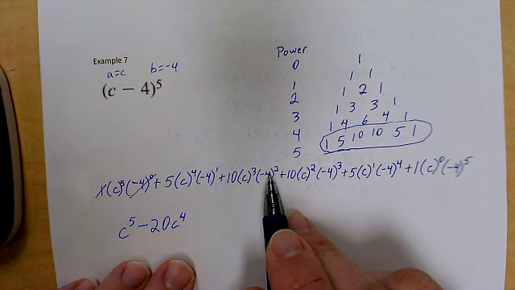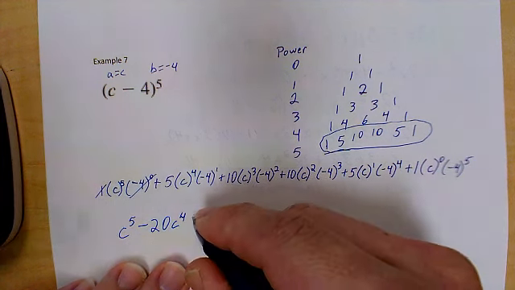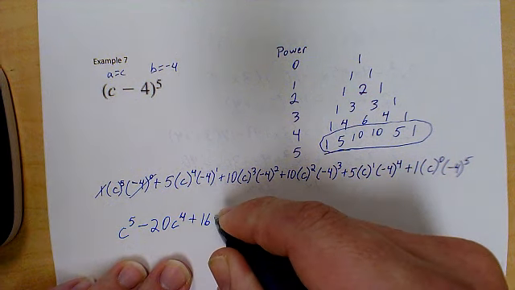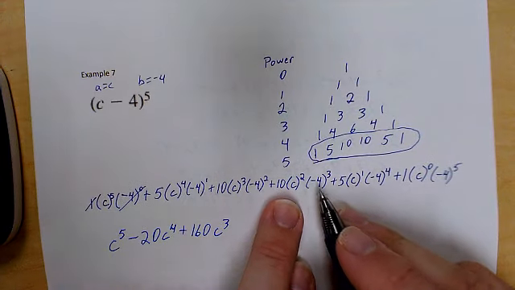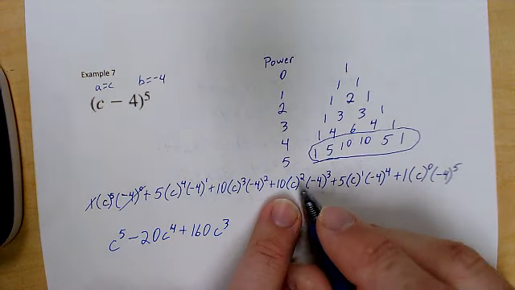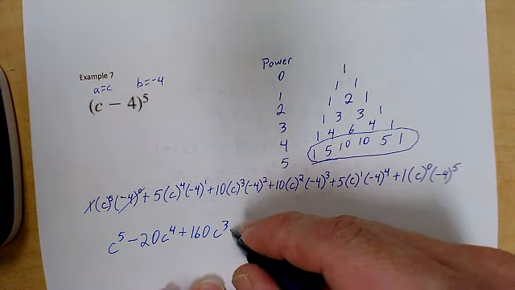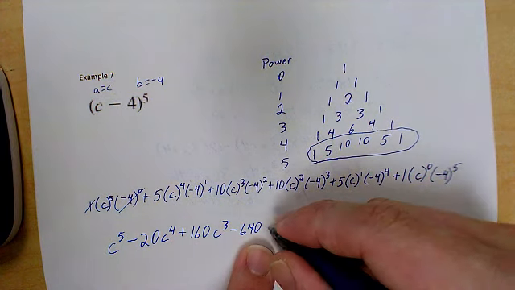10 times C cubed, -4 squared. -4 squared is 16. 16 times 10 is positive 160. C will be to the 3rd power. -4 to the 3rd power will be -64. -64 times 10 is -640. C will be squared.